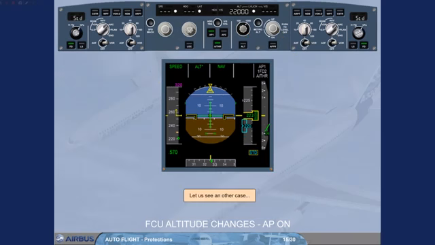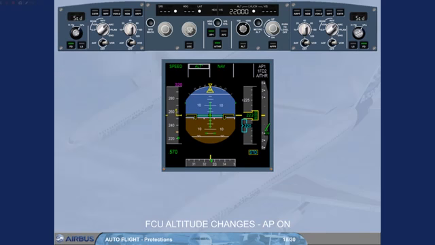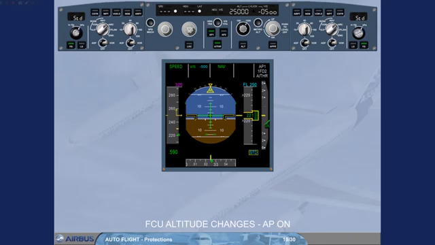Let us see another case. We are now capturing the target altitude, altitude star green. The ATC clears us back up to flight level 250. We therefore select the FCU altitude target to flight level 250. The Autopilot Flight Director vertical mode reverts once again to vertical speed with the current vertical speed value.